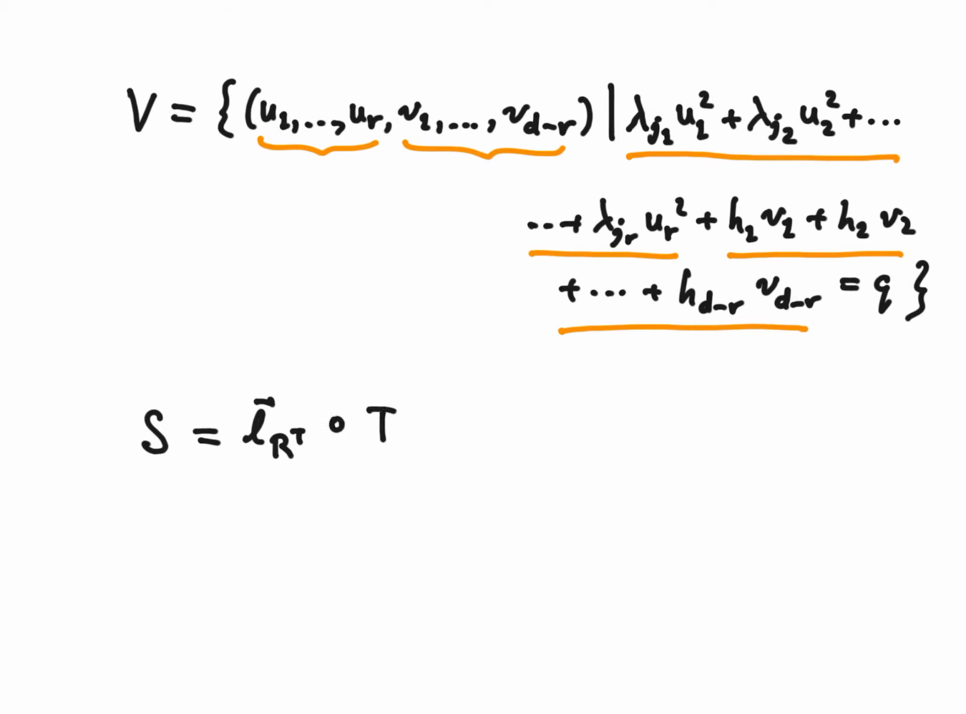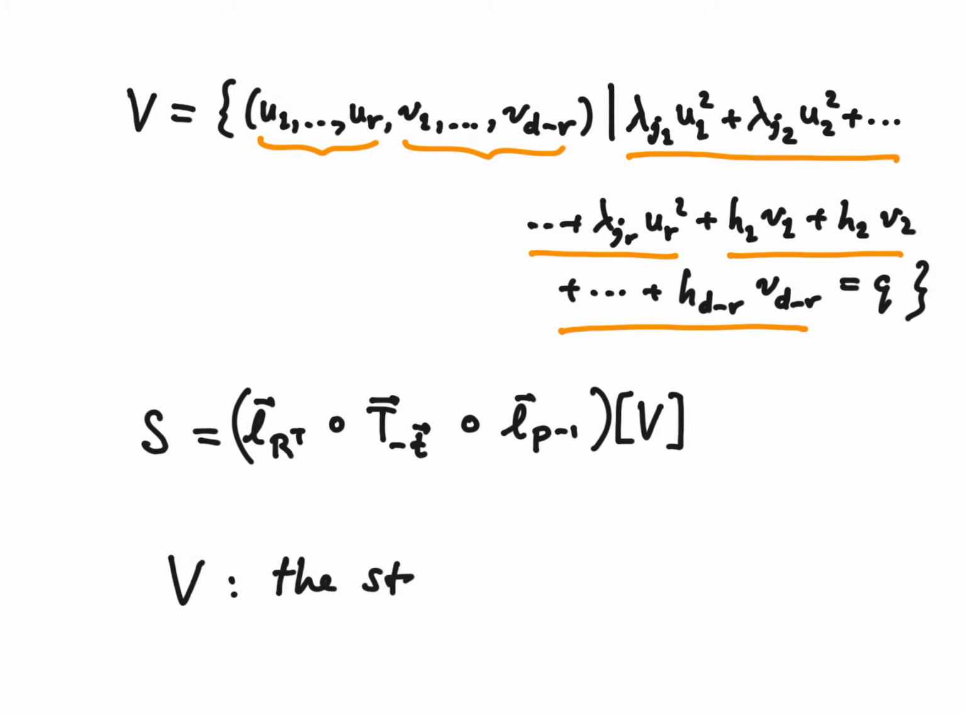It's a rotation of a certain translation of a certain permutation acting on this set V. So we can understand S as the image of this particular set V, of this very simple type. And I'm going to call capital V the standard position of S.